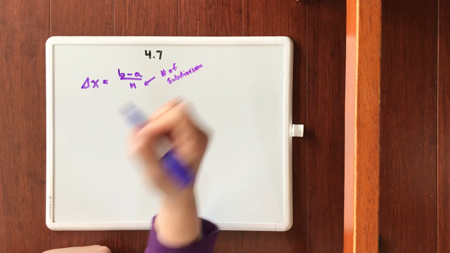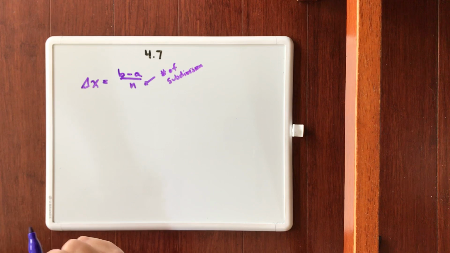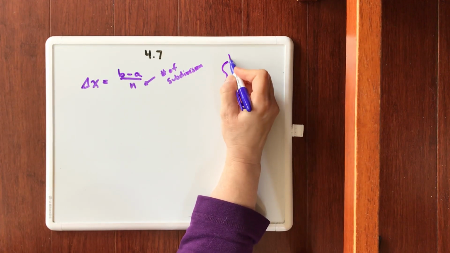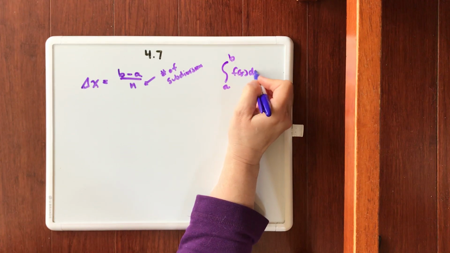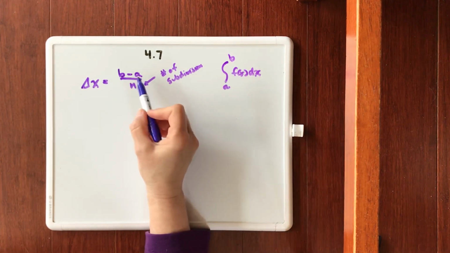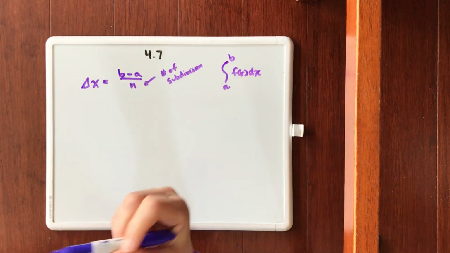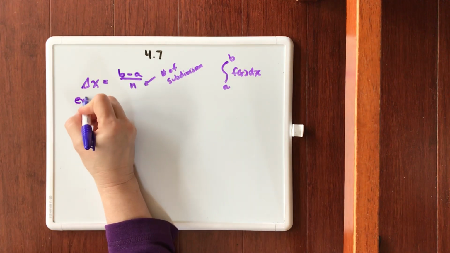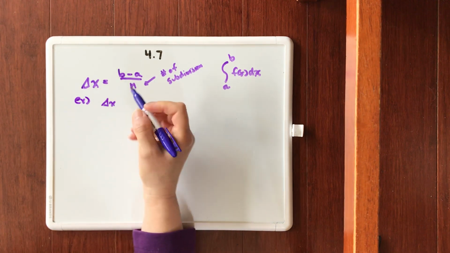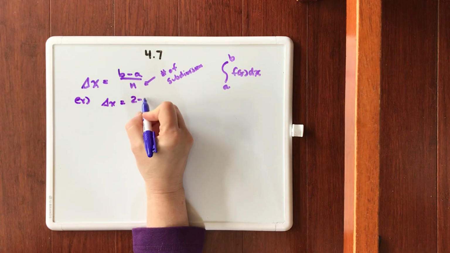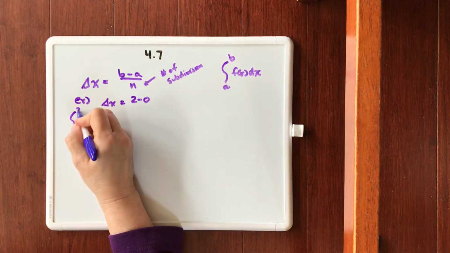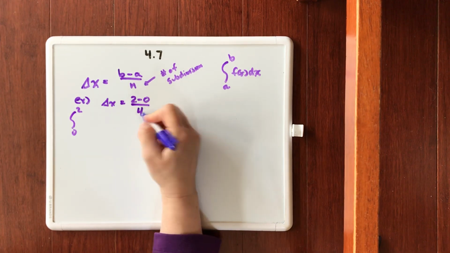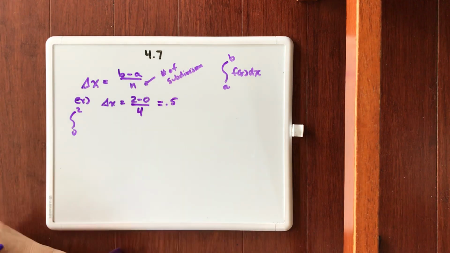The number of subdivisions. In our case, it was 4. Remember, this is talking about where we're looking at the integral from a to b of f of x dx. So b minus a divided by how many subdivisions is going to be our delta x. In our example, our delta x was 2 minus 0, because we were going from 0 to 2. And we decided we wanted to split up into 4 equal parts. So we divided by that 4, and that's how we got 0.5.